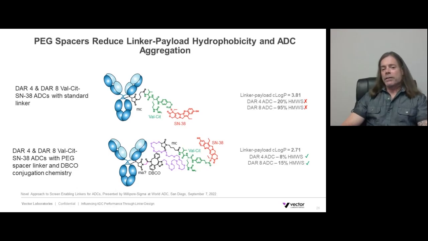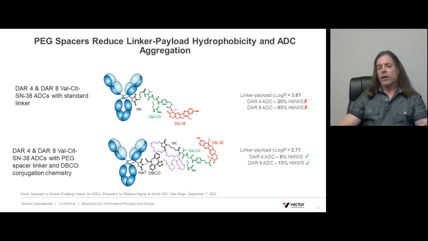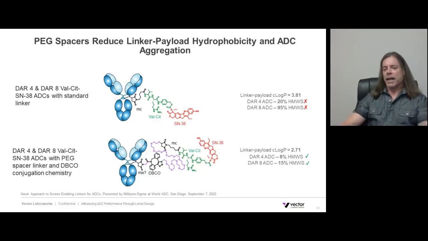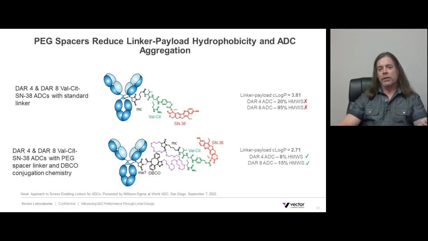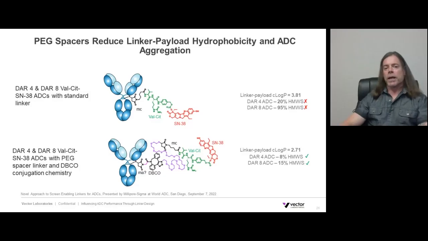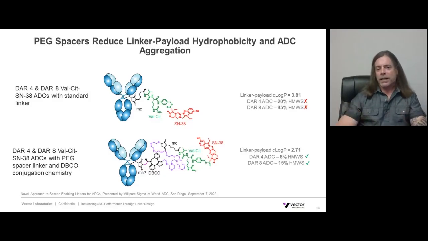Very hydrophobic reactive group, but they've offset that by putting a PEG-12 spacer in between there. Over on the right, we see that they did indeed reduce the C-log P of that linker payload, and this provides a DAR4 ADC with only 8% aggregate and a DAR8 ADC that's only 15% aggregate. That's a significant improvement from the example on the top. So these examples show that PEG spacers can reduce linker payload hydrophobicity and ADC aggregation if you have a problematic combination of cleavable trigger and payload.